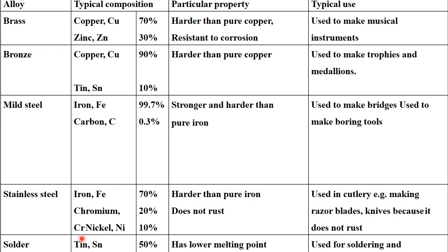Then we have solder, which is made of tin and lead. Sorry, I did not show lead here. So it is 50% tin and 50% lead. It has a lower melting point. Because it has a lower melting point, it is used for soldering.